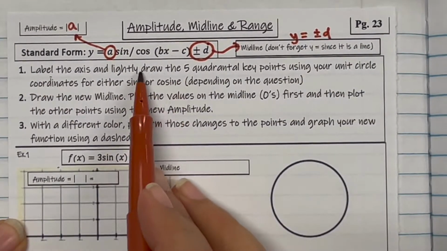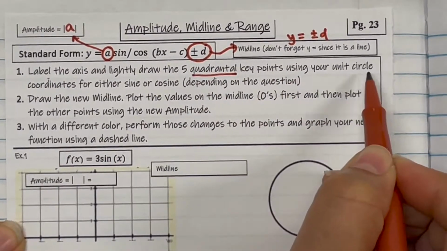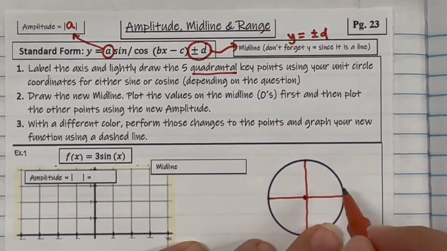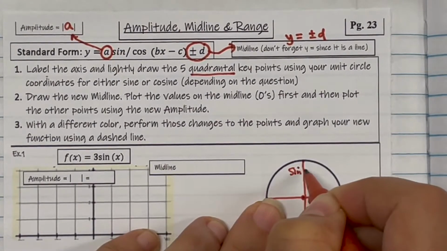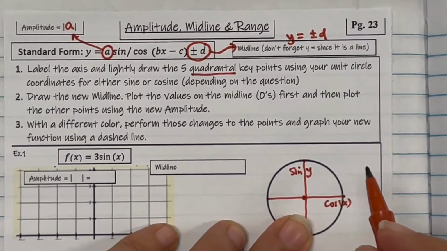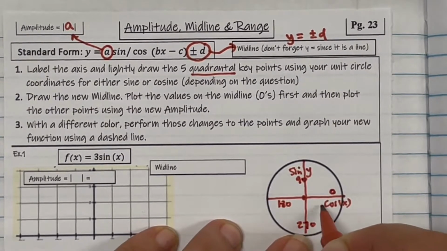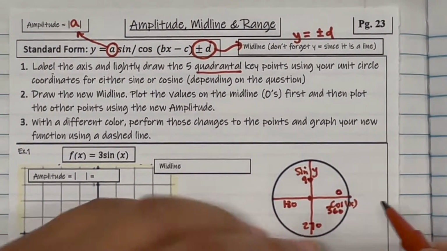All right, so we're going to take a look at a question. Label the axes and lightly draw the 5 quadrantal key points. What are those quadrantal key points? If you take a unit circle, you break it into quarters. Cosine is the x-axis, sine is the y-axis. Break it into quarters. What do you have here? 0, then you have 90, 180, 270, and then 360. Those are the quadrantal angles.